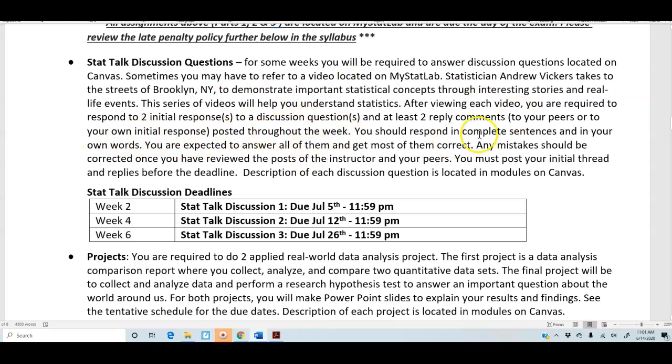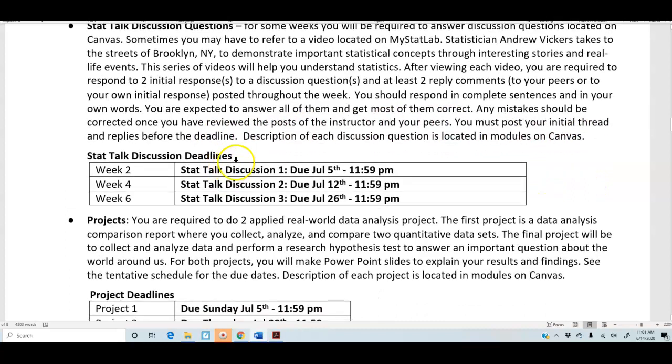You should respond in complete sentences and in your own words. You are expected to answer all of them and get most of them correct. Any mistakes should be corrected once you have reviewed the posts of the instructor and your peers. You must post your initial thread and replies before the deadline. Description of each discussion question is located in the modules on Canvas.